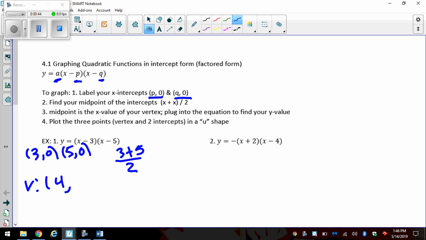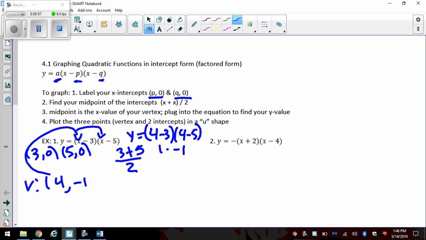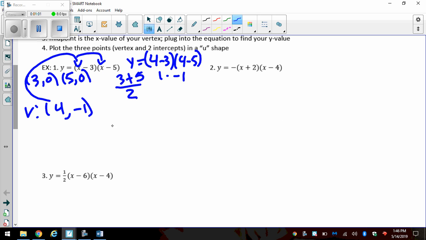And whenever you get an x value, you always plug it into your equation up here into your 2 spots to find the y value. So I'm going to say 4 minus 3 and 4 minus 5, 1 times negative 1. So your vertex is (4, negative 1). Once you have all 3 of those dots, you can graph it. Remember, you just need 3 dots in order to graph a parabola. So you have your intercepts and your vertex.